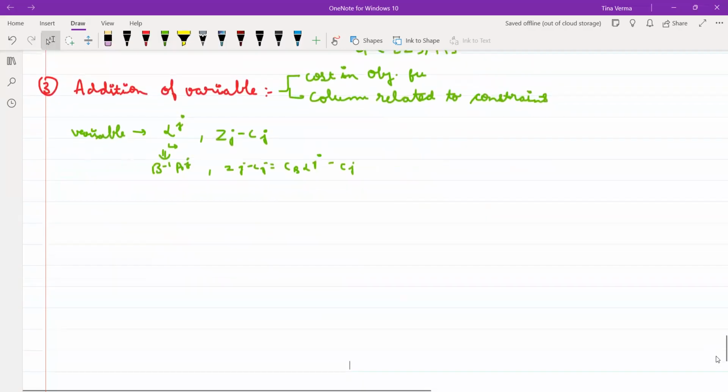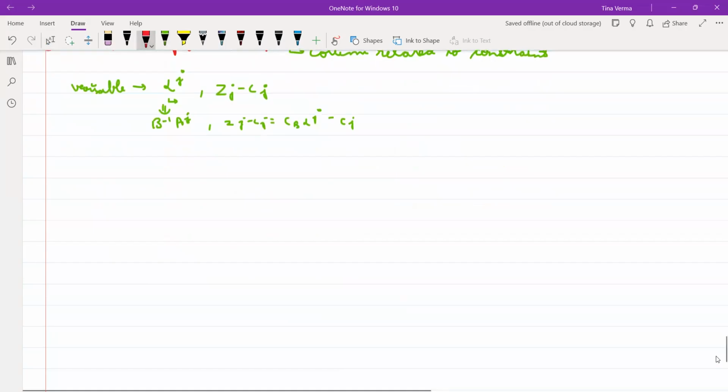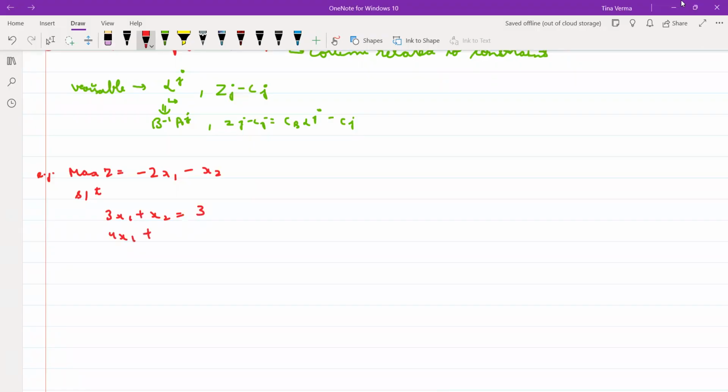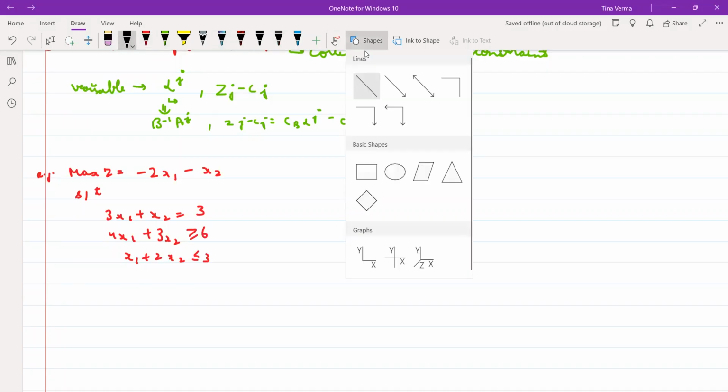So we will start with the example. If you have a question like maximize z equals minus 2x1 minus x2, subject to the constraints 3x1 plus x2 equal to 3, 4x1 plus 3x2 greater than or equal to 6, x1 plus 2x2 less than or equal to 3, and the optimal table is given to you.